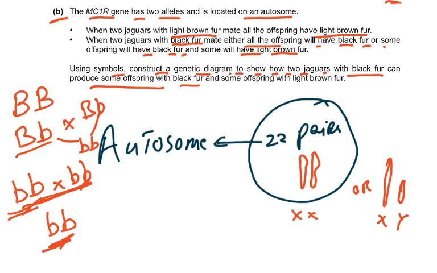Using symbols, construct a genetic diagram to show how two jaguars with black fur can produce some offspring with black and some with light brown fur. Now that's very easy. Now, okay, then we talked about what is an autosome.